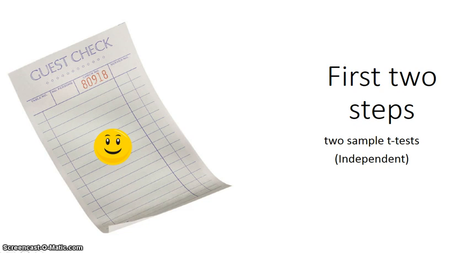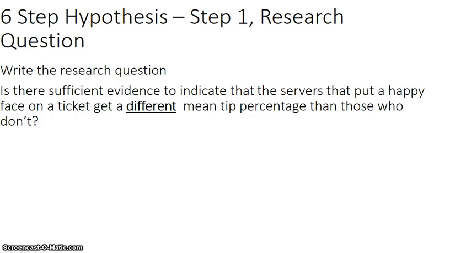The first example we are going to use is from the notes about whether the mean tip percentages are different for servers who put a happy face on their ticket or not. Step 1 is to write our research question. Is there sufficient evidence to indicate that the servers that put a happy face on a ticket get a different mean tip percentage than those who don't?